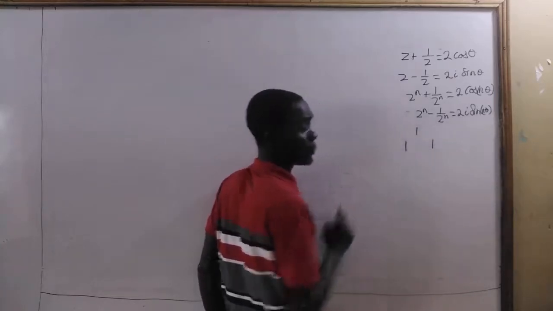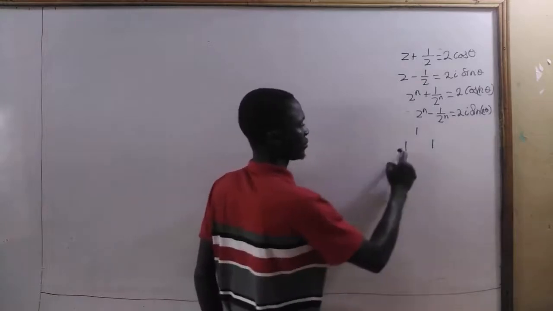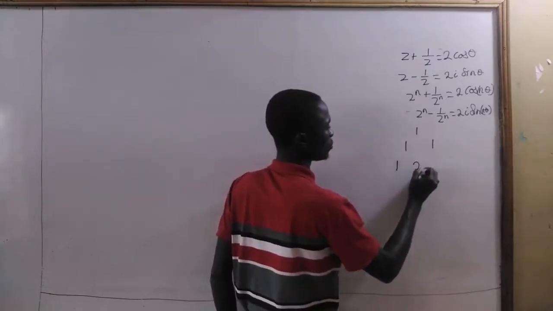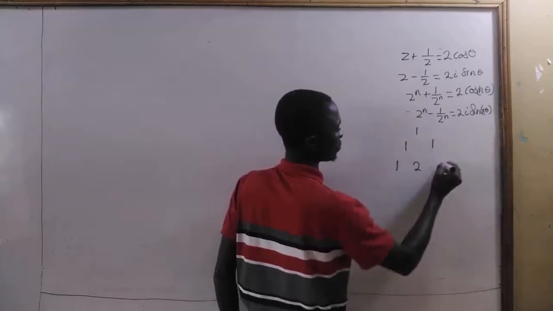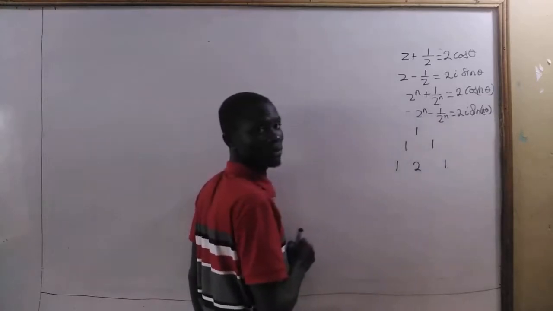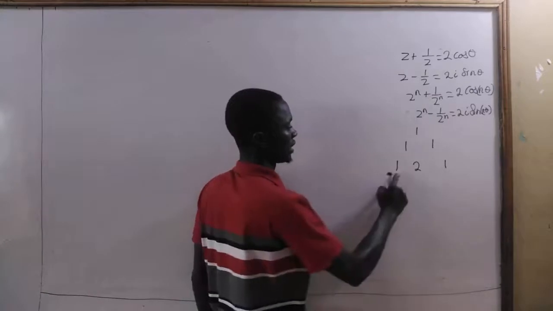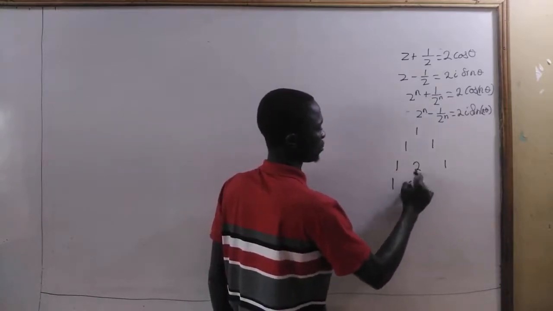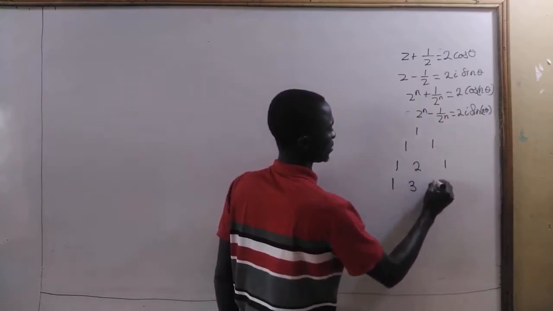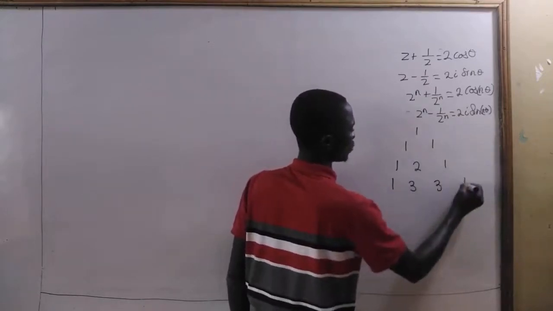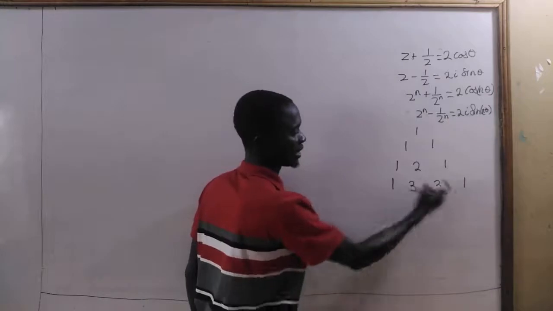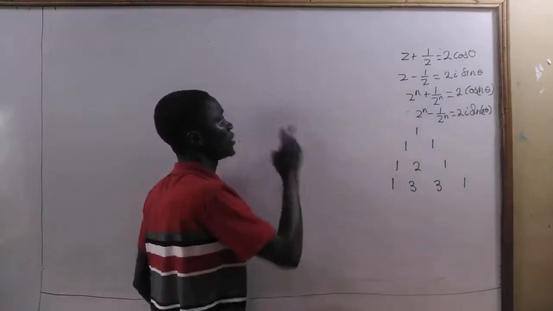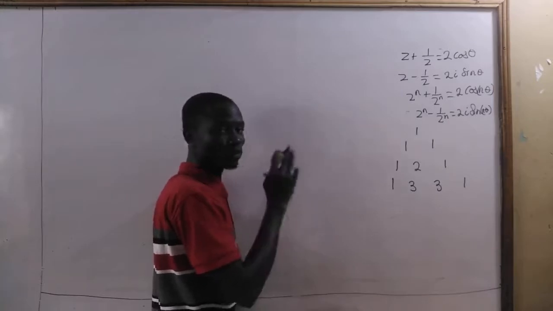So we are generating the Pascal coefficients. Then repeat this 1. 1 plus 1 is 2. 1 plus nothing will give us 1. Then repeat the 1. 1 plus 2 is 3. 2 plus 1 is 3. 1 plus nothing is 1. So this is how we generate the Pascal coefficients, because here we are going to use it to do our expansion.